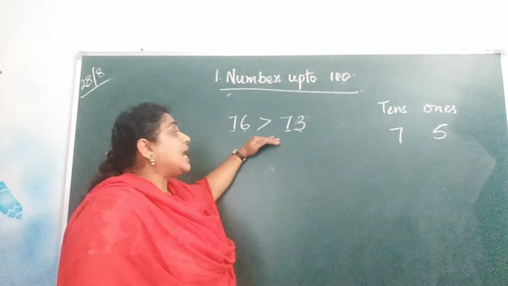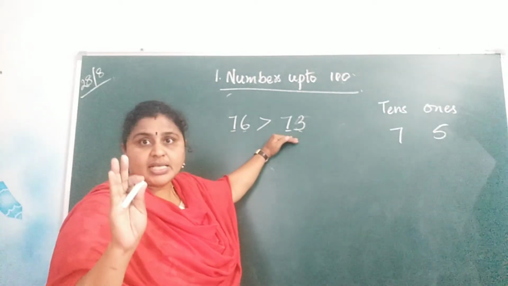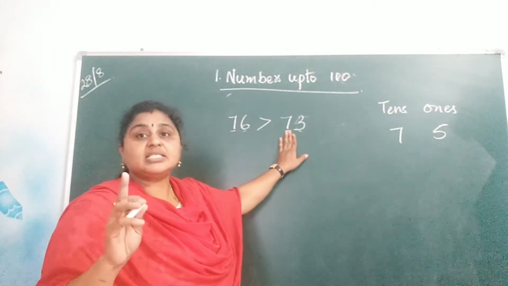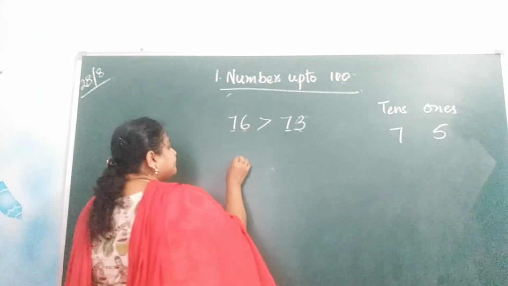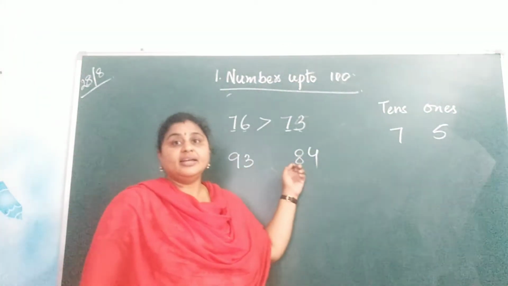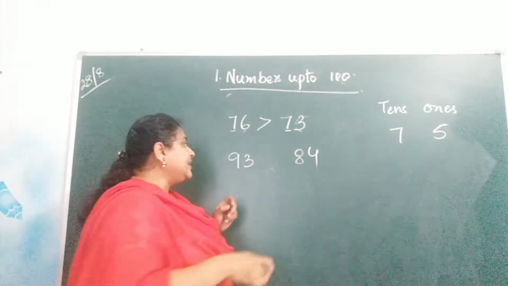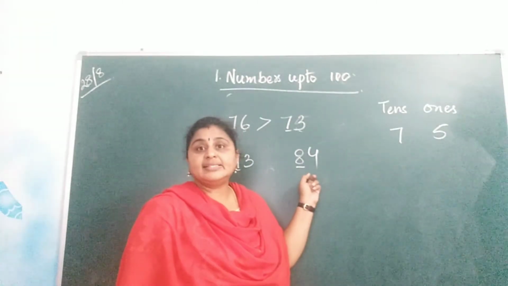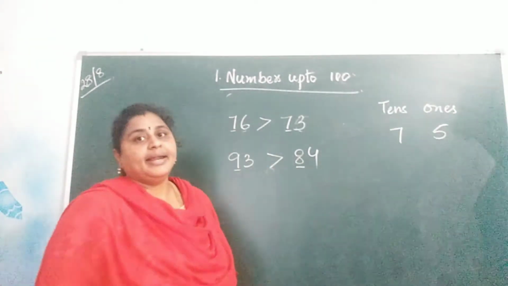So you compare the numbers in the ones place when the digits in the tens place are same. Okay, here 7 I have, here also 7. So when the first digits are same, we compare the second digits. Okay, now let us see. 93 and 84. Digits in the tens place. What are the digits in the tens place? 9 and 8. Now tell me, is 9 greater than 8 or less than 8? Greater than 8. Therefore, 93 is greater than 84.